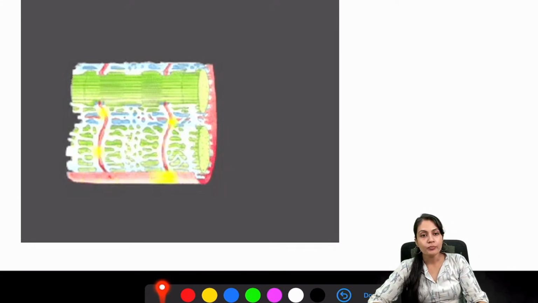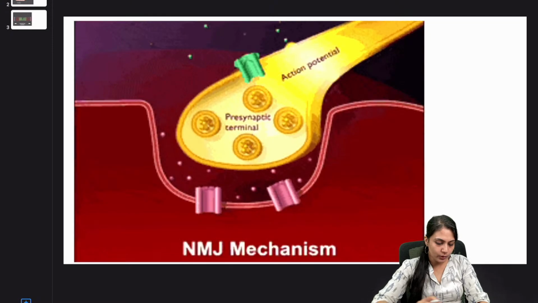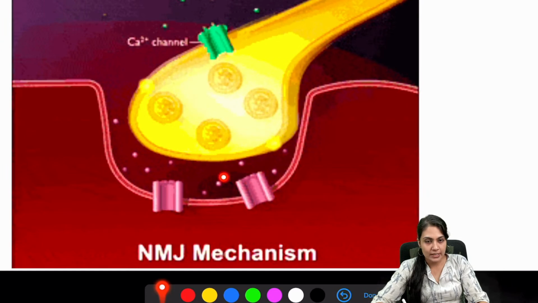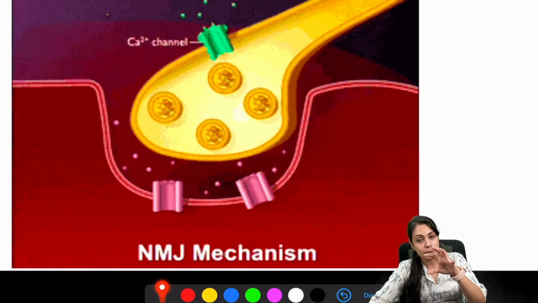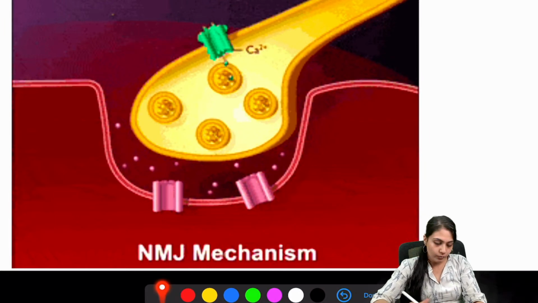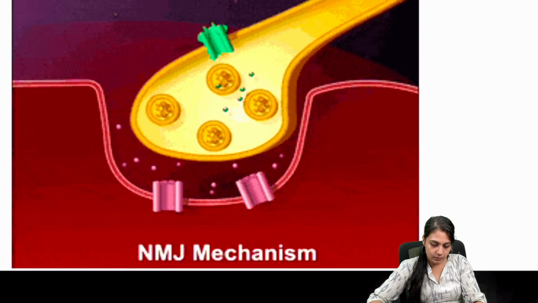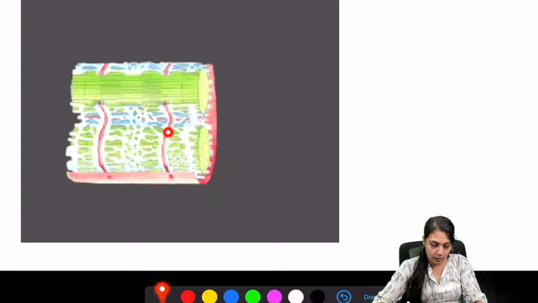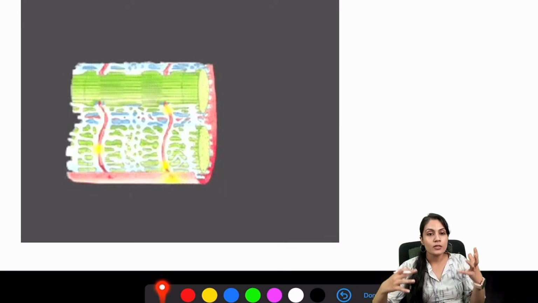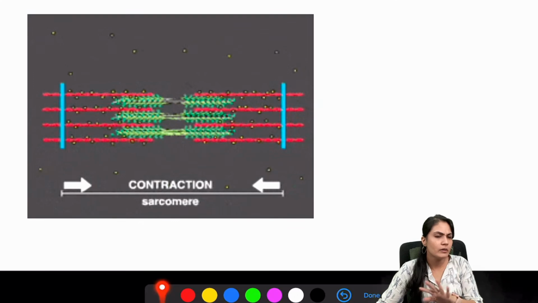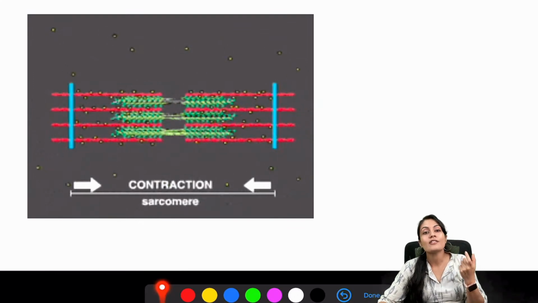Now I told you that the calcium was doing two things. Over here the calcium was doing what thing? It was causing the exocytosis, isn't it? That means it is important in the nerve also, and in the muscle what was it causing? See over here, the action potential will travel along this T tubule, right? As soon as it travels along the T tubule, it is going to open up some channels in the muscle that we'll see just now, and it will cause the release of calcium.